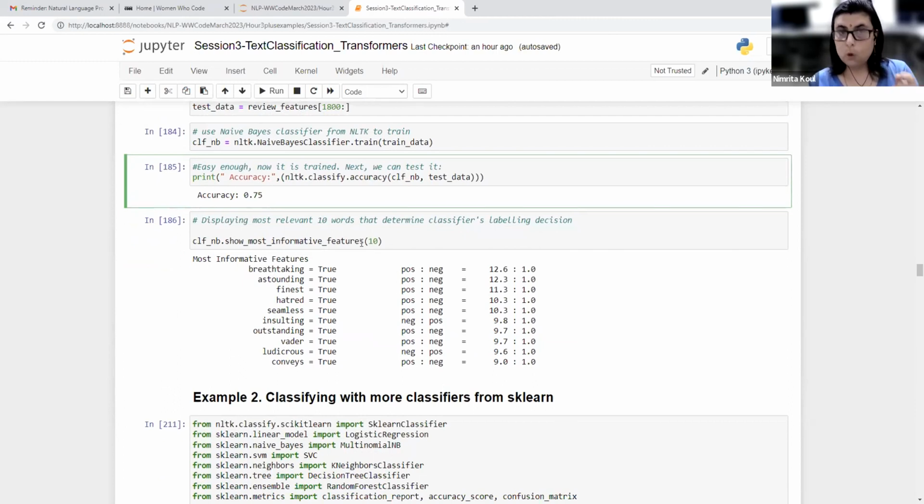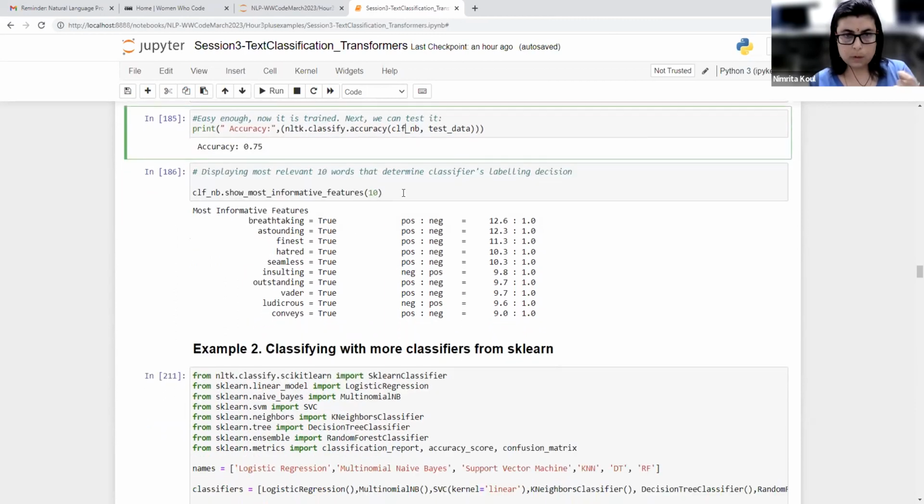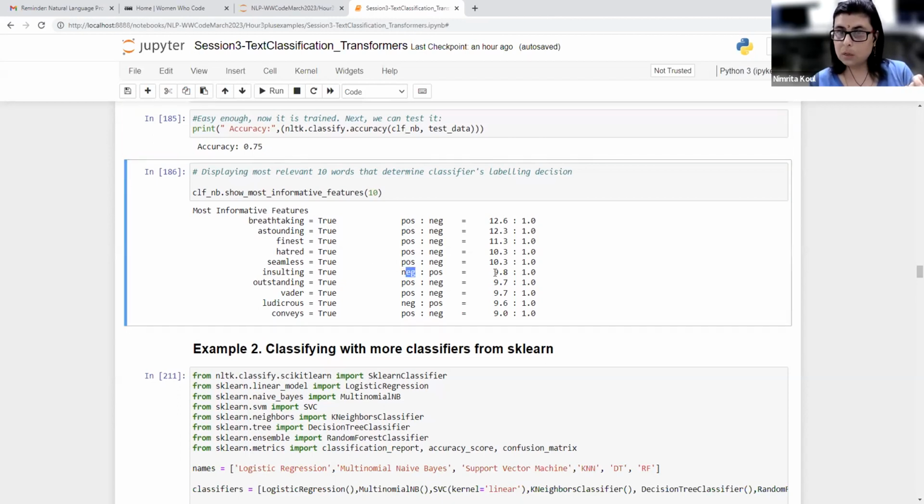And then we can see what features were considered most informative by our classifier. So here's the output. These are the 10 most important features. The word breathtaking, whenever it was present, it was a very informative feature, and it was present 12.6 times more in positive reviews as compared to negative reviews. Similarly, this word insulting was present in negative reviews around 9.8 times more as compared to positive reviews. So this insulting is a negative feature. It signifies a negative review, and breathtaking signifies a positive review, and so on.